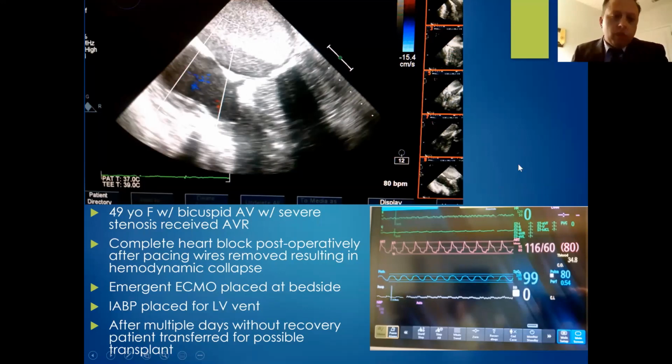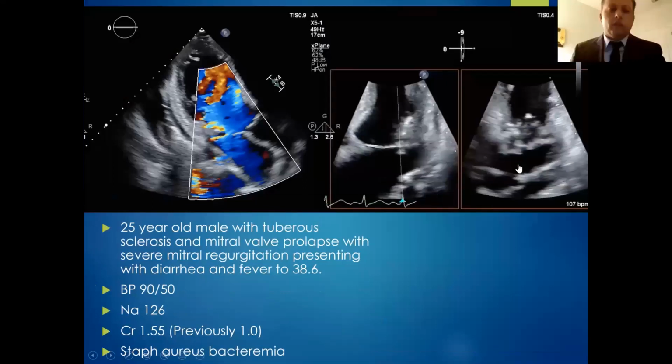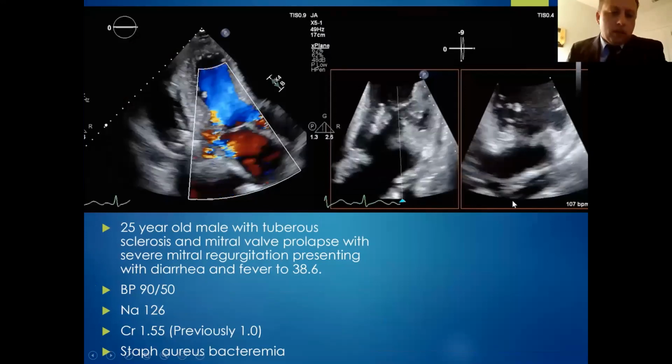So this is the last case. This is not for any device in particular, but just to discuss one case of cardiogenic shock and just to show how complex these patients really are. So this is a 25-year-old male with tuberous sclerosis and a mitral valve prolapse with severe MR, who was actually presenting with diarrhea and a fever to 38.6.